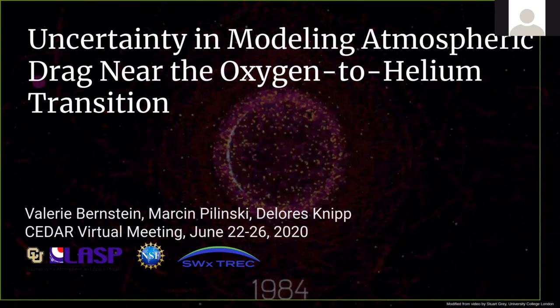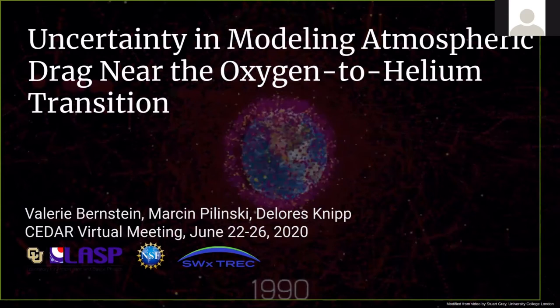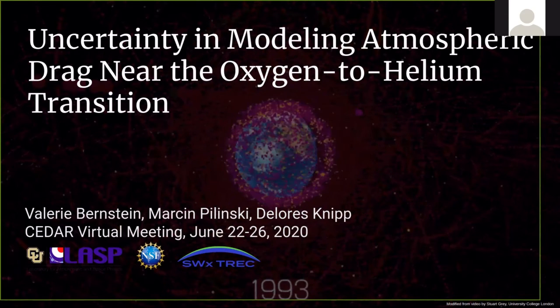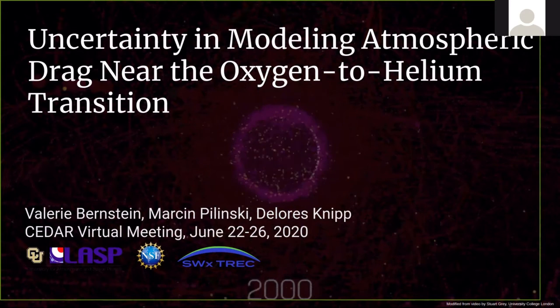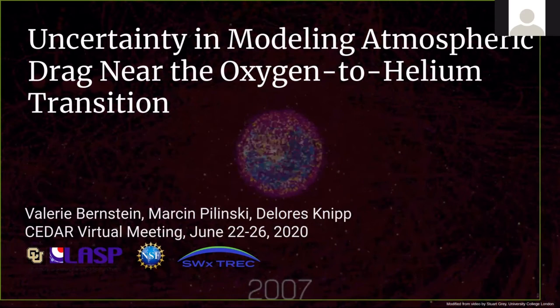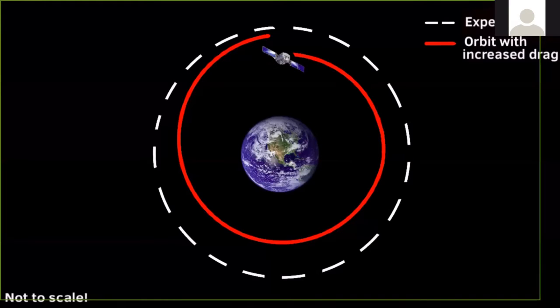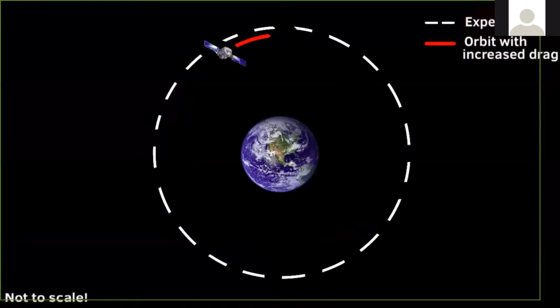To introduce why atmospheric drag is so important, this animation is showing how the number of satellites and debris objects orbiting Earth, especially in low Earth orbit, has been increasing over time. So we need to be able to model atmospheric drag for precise orbit determination and collision risk analysis for these satellites. So first, let's make sure we're familiar with the concept of atmospheric drag or satellite drag.